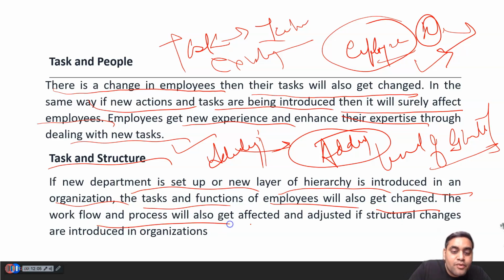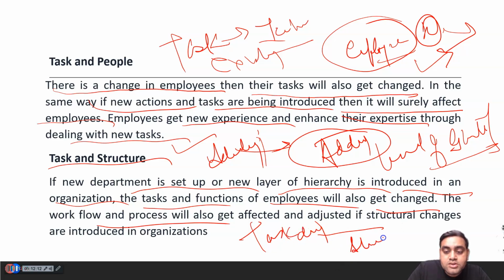The workflow and the process will also be affected. In a similar way, if the task is being changed, then your structure will also be affected. And if your structure is being changed, then your task is also being affected. So they have a vice versa relationship with each other.